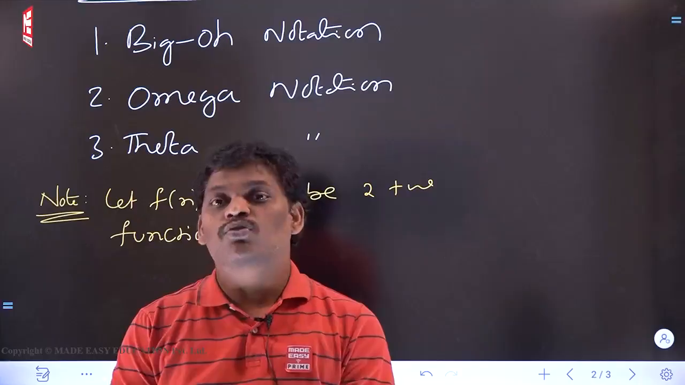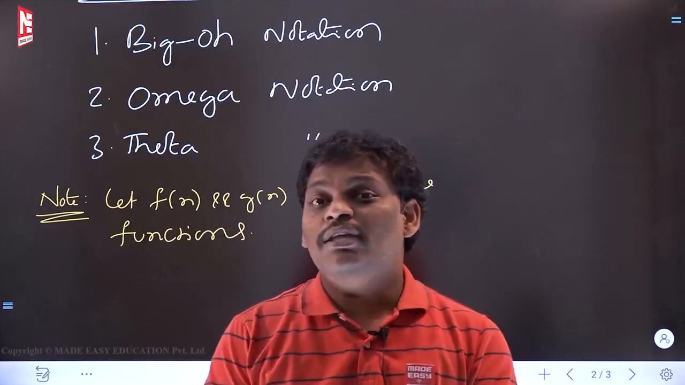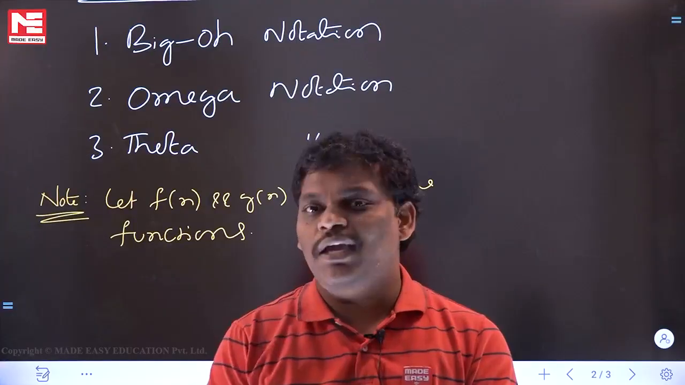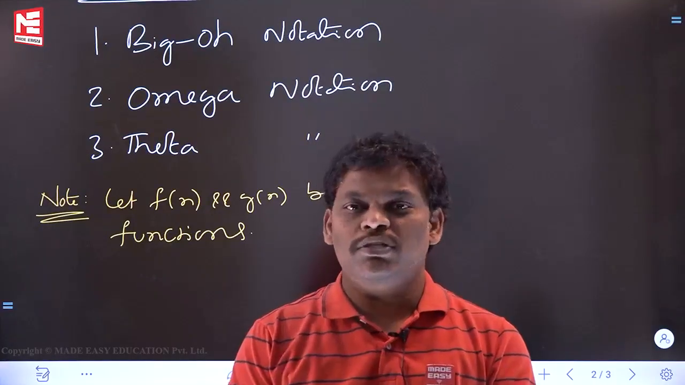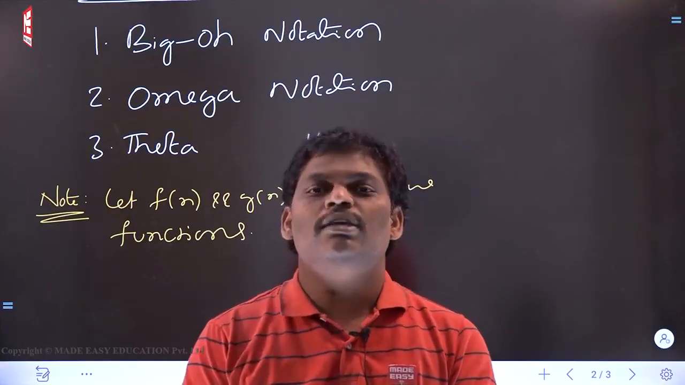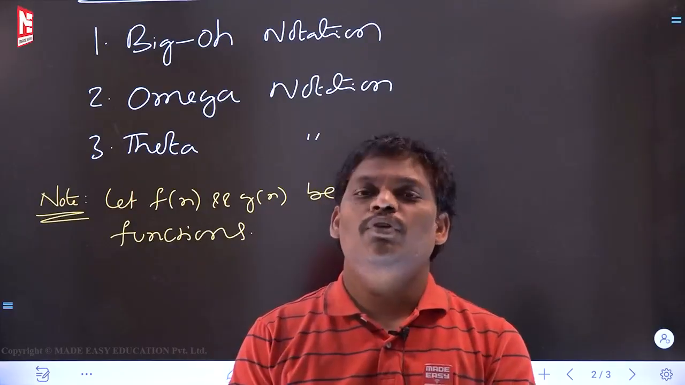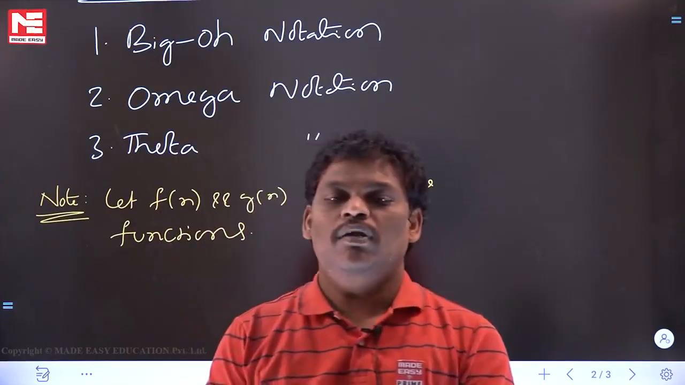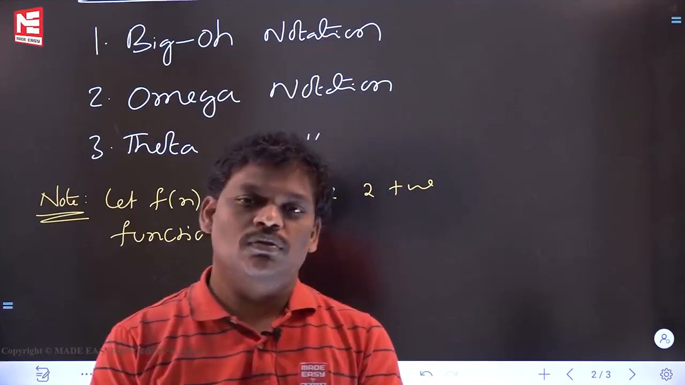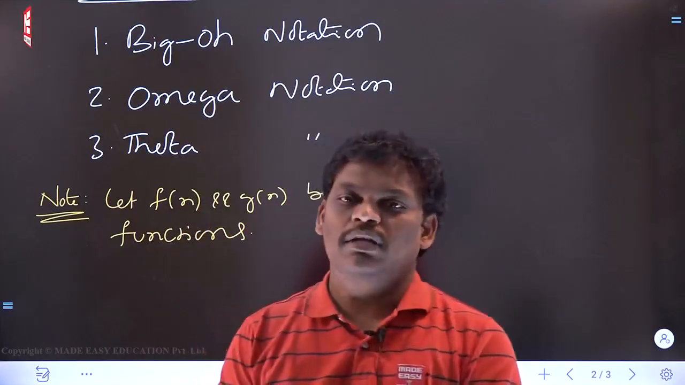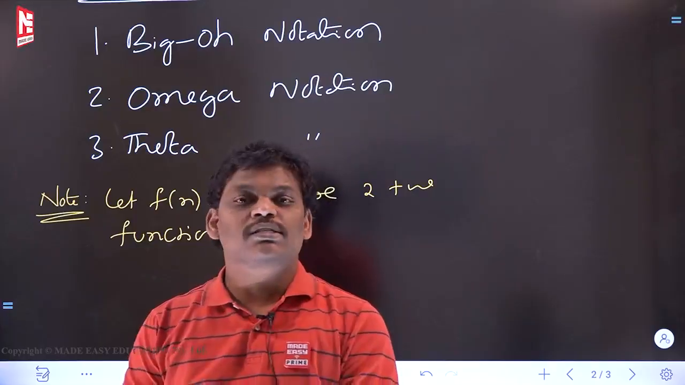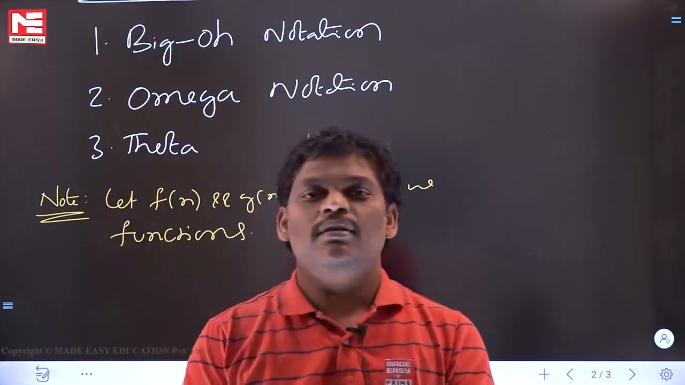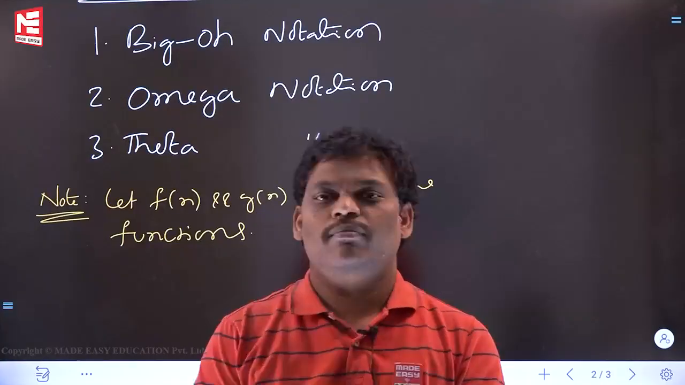f of n is a positive function, right? That is okay. But that n is an integer, because n is normally the number of inputs. That function will take n inputs, where n is the number of inputs, and that will be an integer. We don't discuss anything about n having fractional values. n is an integer, but f of n may be a fraction.